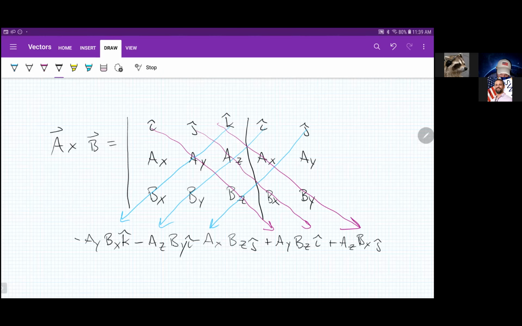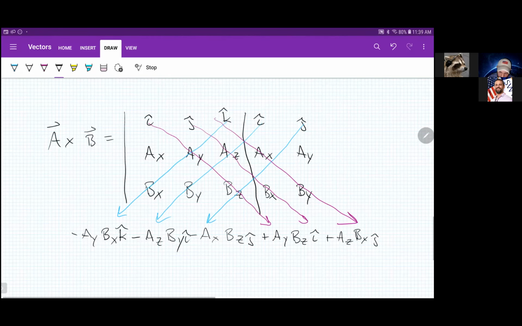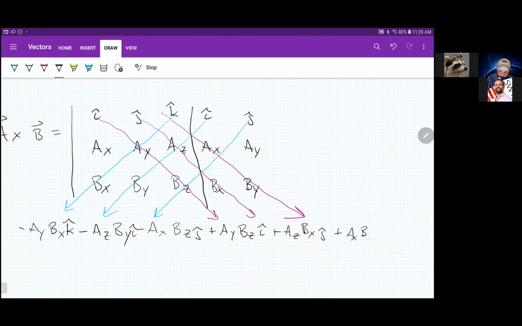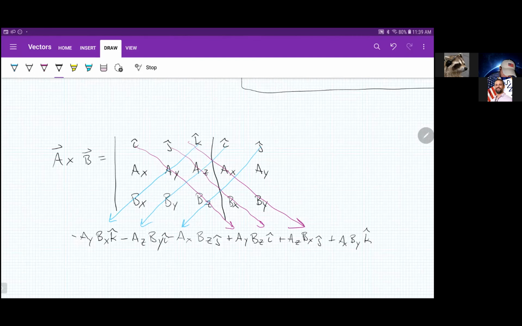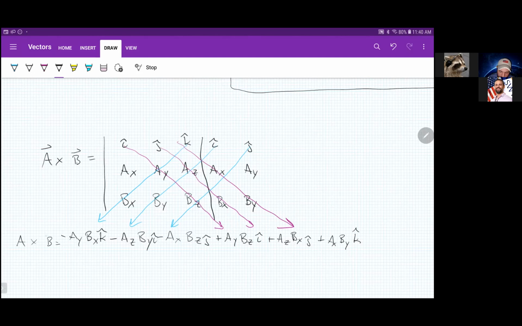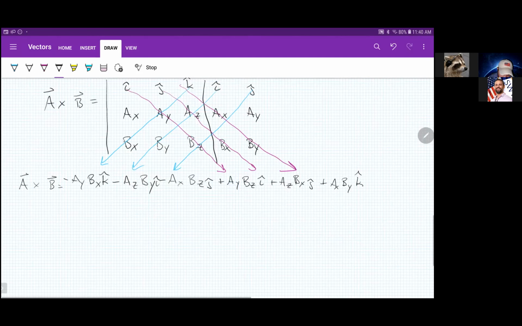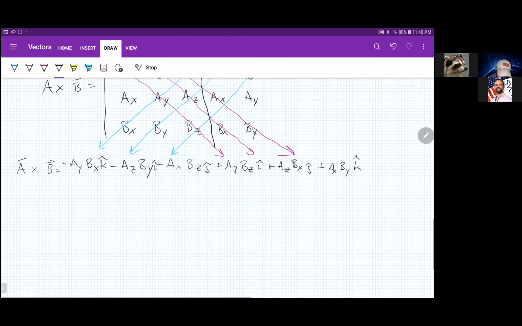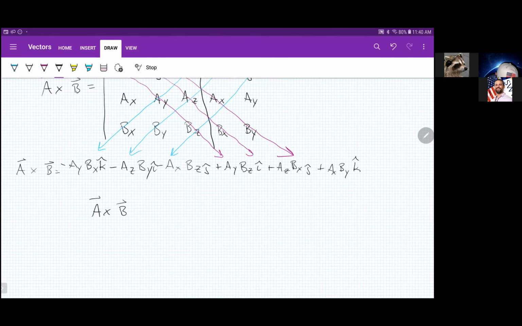Plus AXBY, BX AXBY K hat. All right, so that's A cross B. And so now I'd have an extra step of putting everything together. So A cross B would equal, I'd start with my I hat: AYBZ minus AZBY I hat. So that takes care of this one and this one.